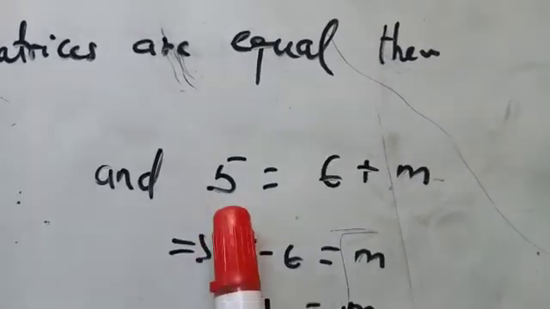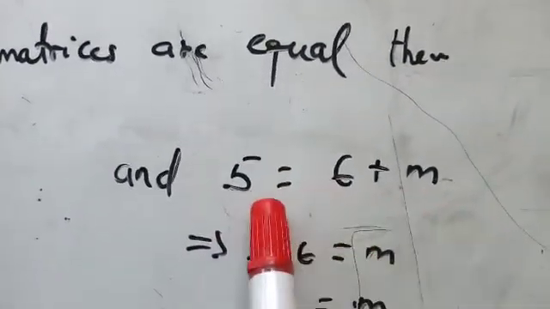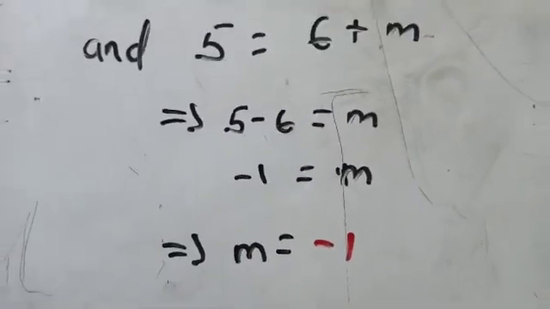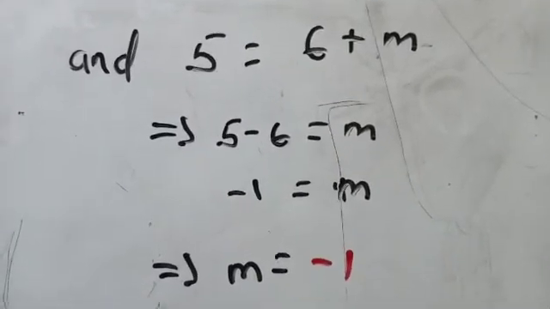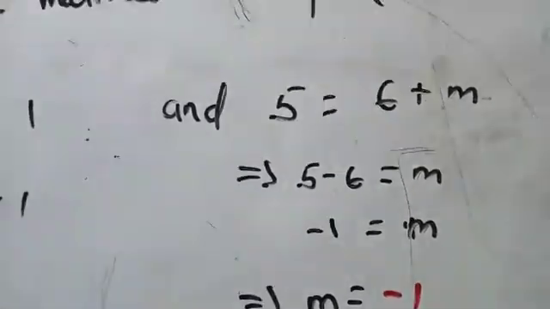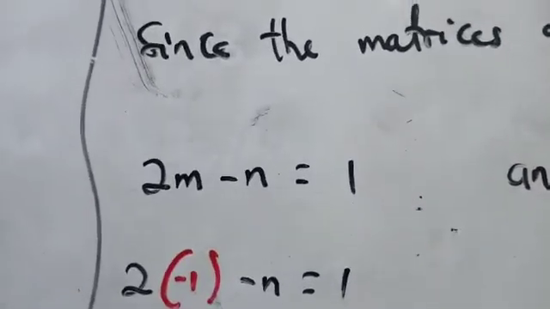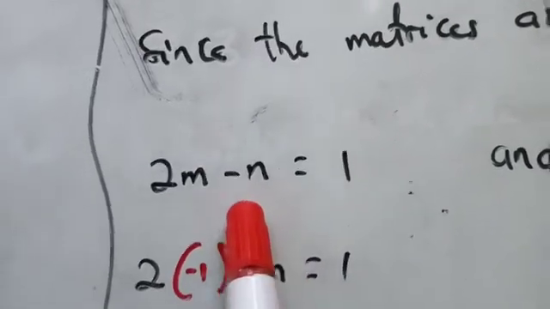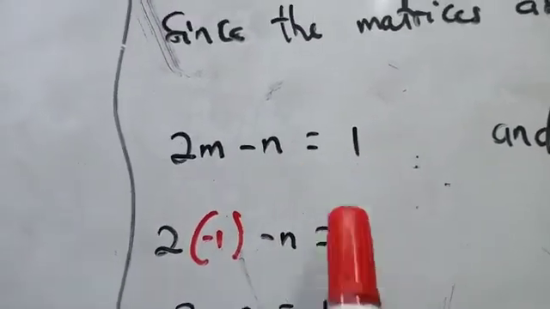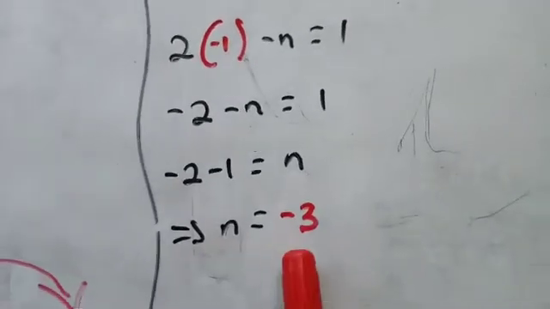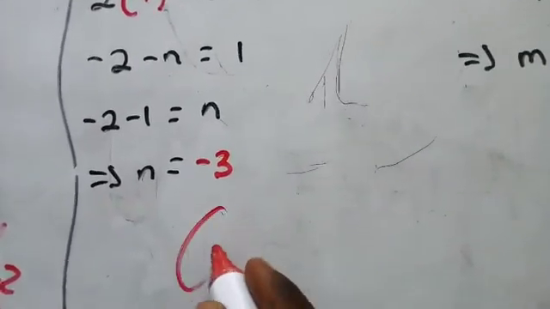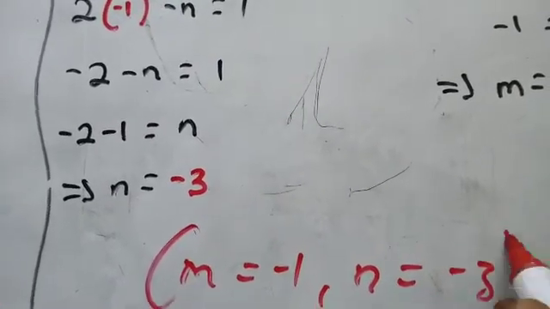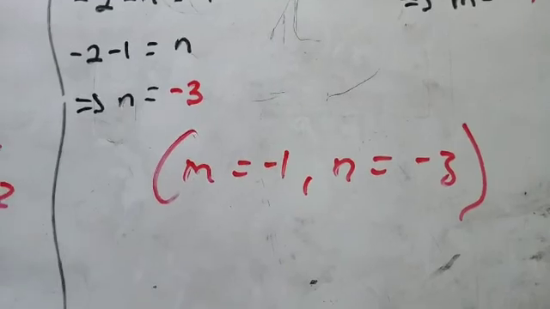So what do you do here? You can easily solve this guy, right? So if you solve this guy, you should arrive at m is equal to -1, right? So since m is -1, once we get m to be -1, we can easily find our n, because we are told that this 2m minus n is equal to 1, right? We just need to plug in m equal to -1. So if you solve perfectly, you should arrive at n is equal to -3. So your two answers are m is equal to -1 and then n is equal to -3. This is how simple you solve this type of matrix question. So thank you for watching the video.